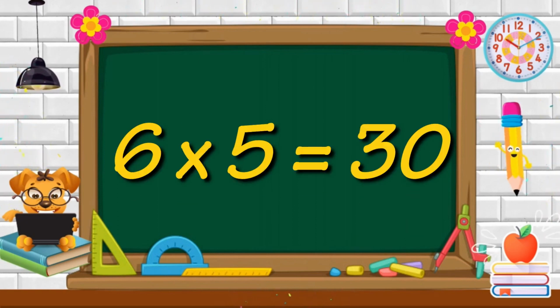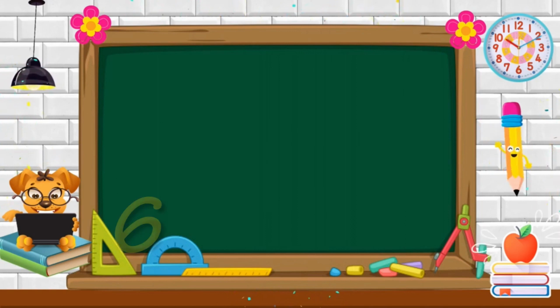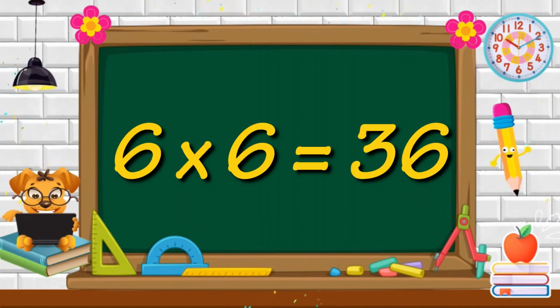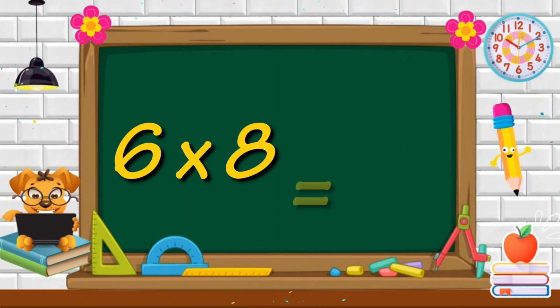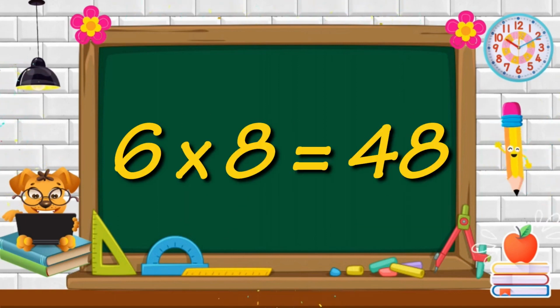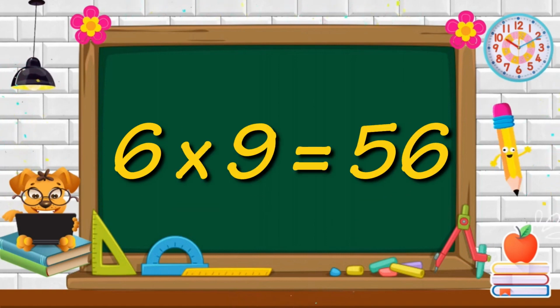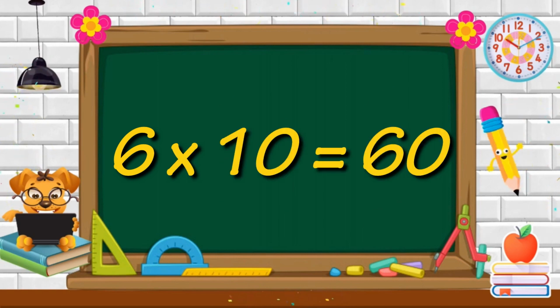6 fives are 30. 6 sixes are 36. 6 sevens are 42. 6 eights are 48. 6 nines are 54. 6 tens are 60.